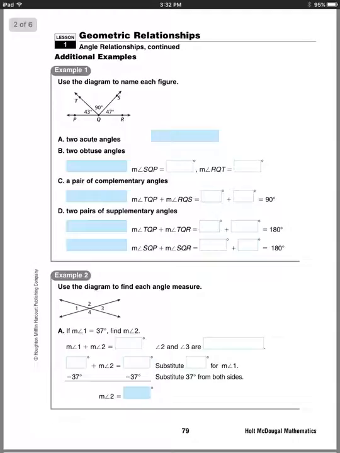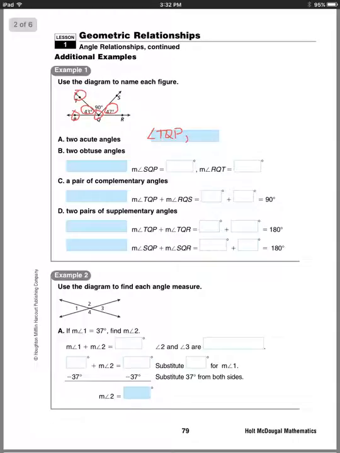So we are going to use the diagram to name each figure. Acute angles are less than 90 degrees. This is fairly simple because you can look on your diagram and say, well, there's a 47 degree angle there and there's a 43 degree angle there. Those have to be my acute angles. So we have angle TQP. You always start with a point on a side, then your vertex, and then the point on the other side. Your vertex is always in the middle.